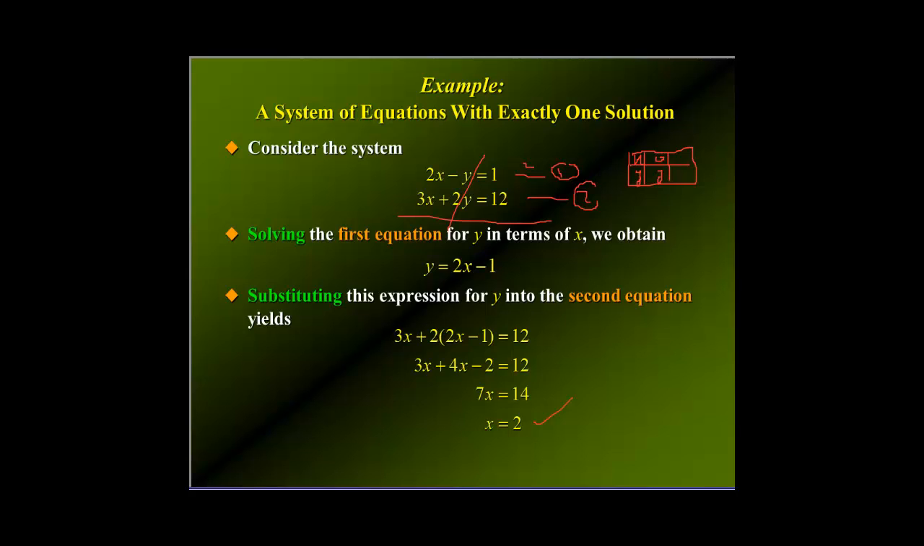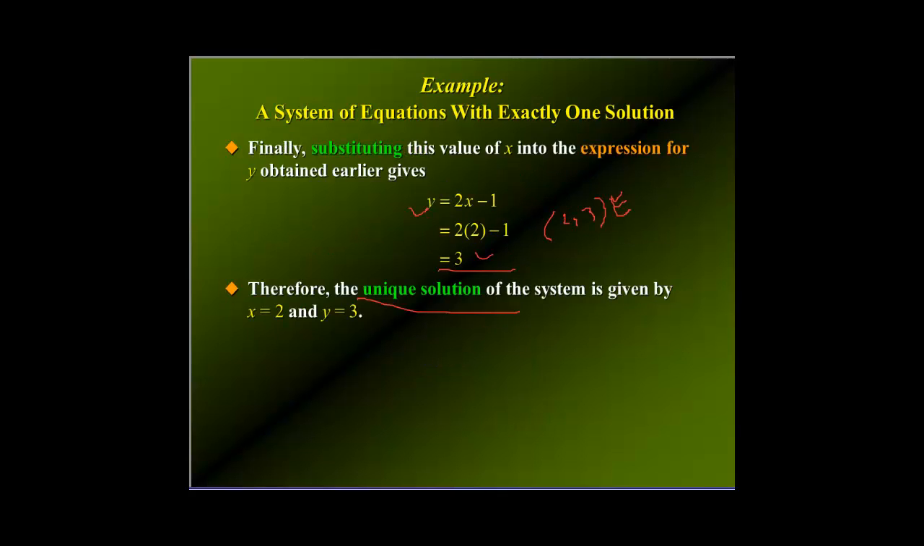Algebraically, we have two lines. If we get one point, then we say that it is a unique solution. We get 1 point only, so that is why we say it is a unique solution.